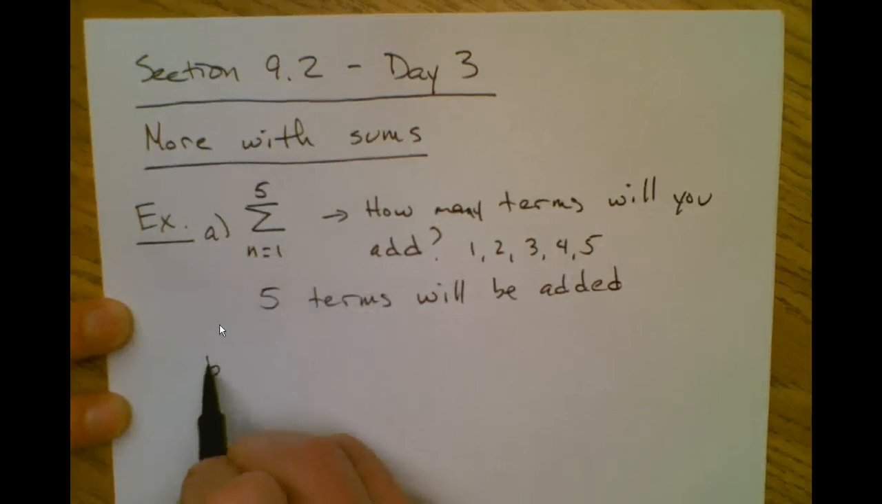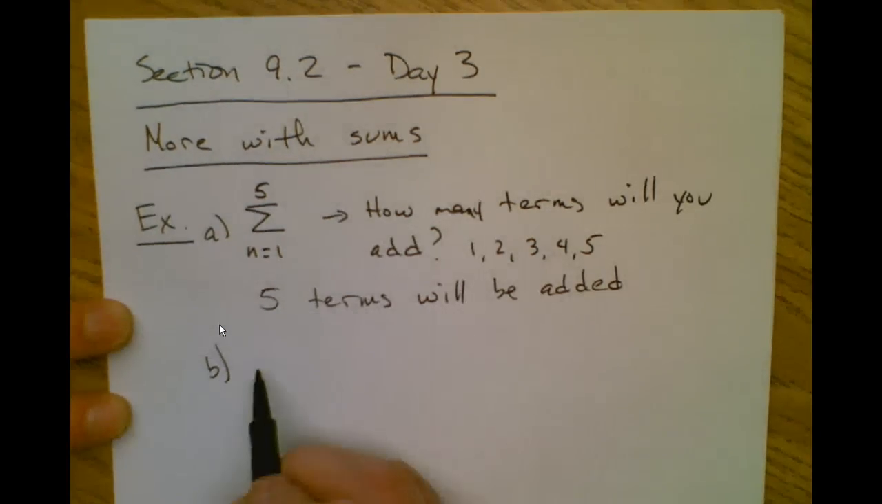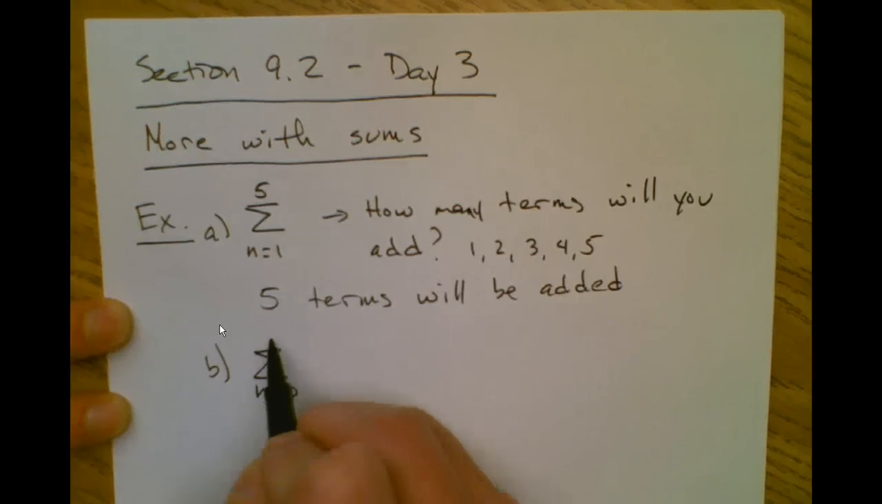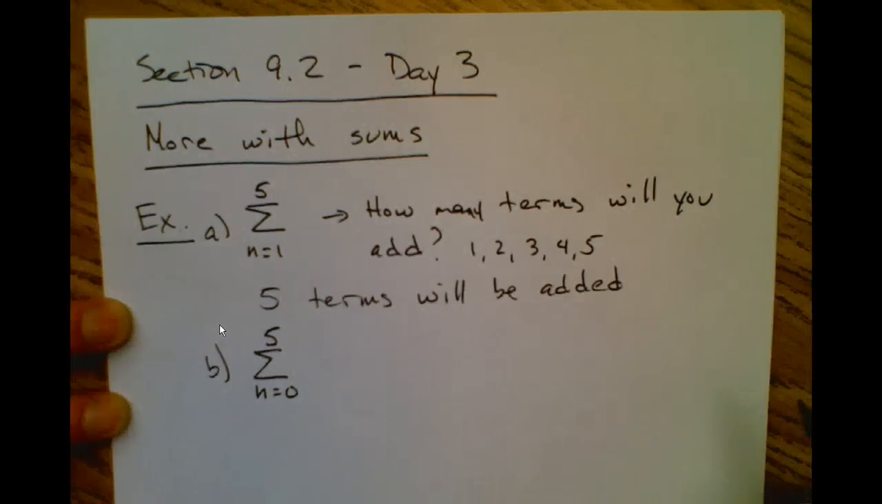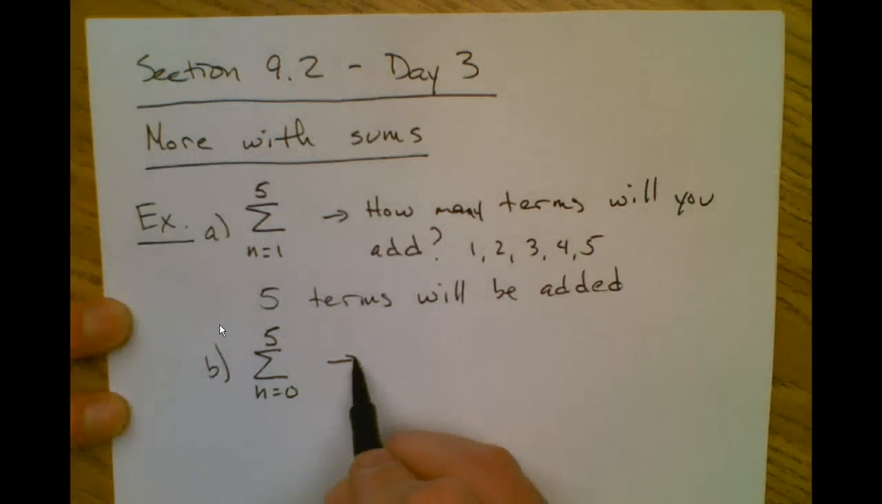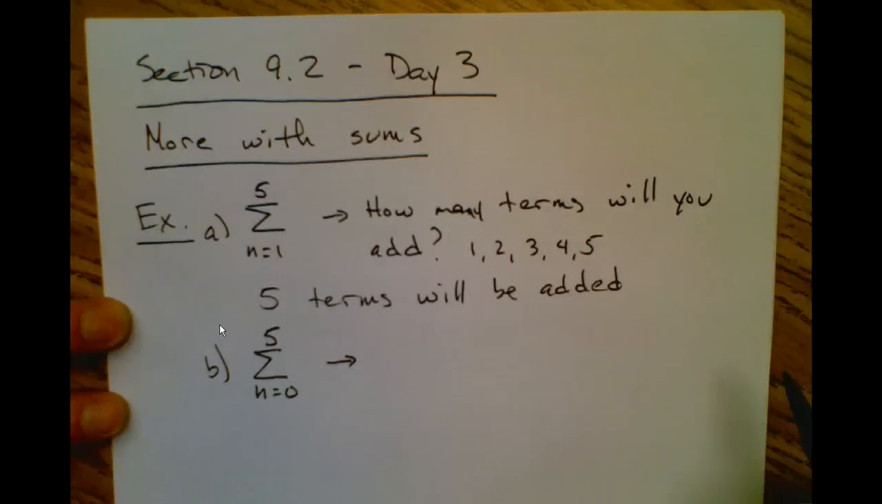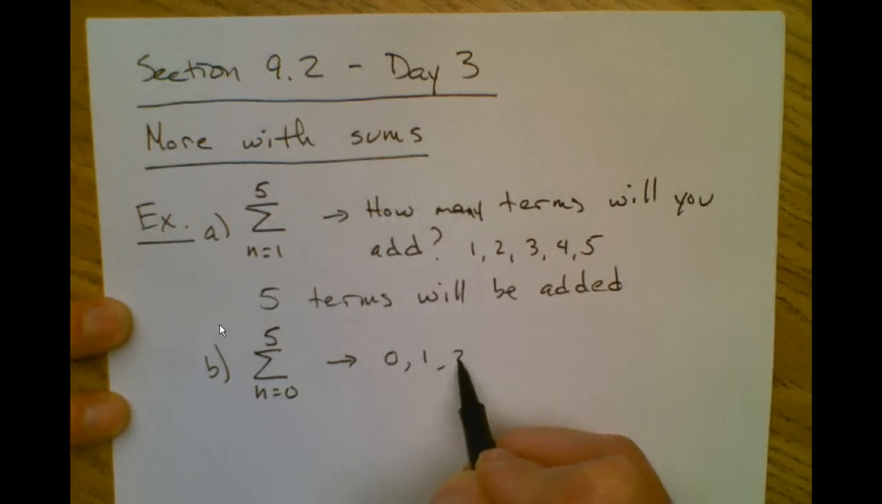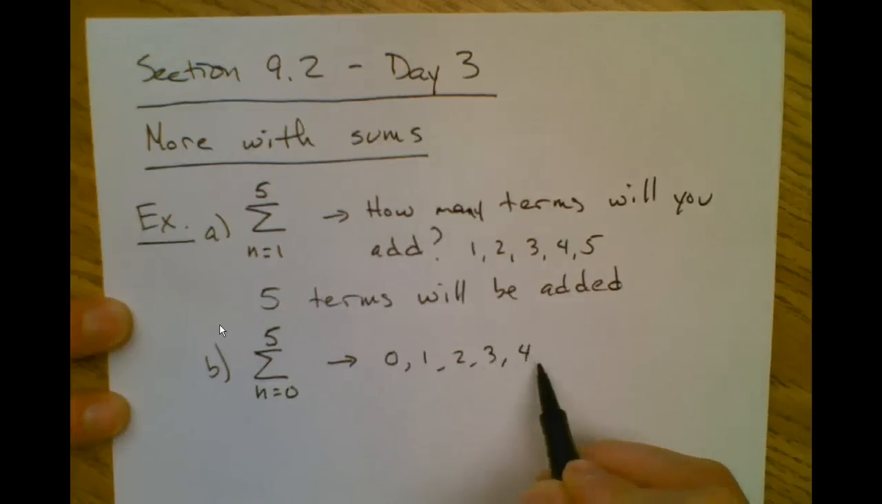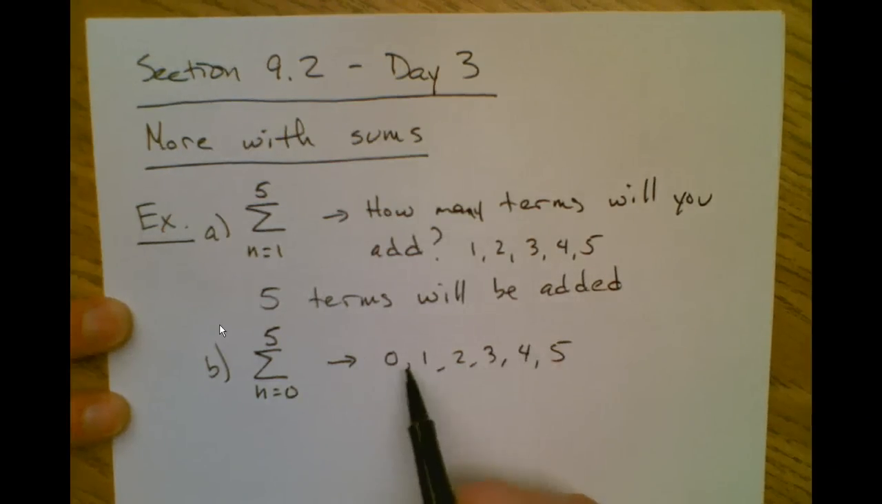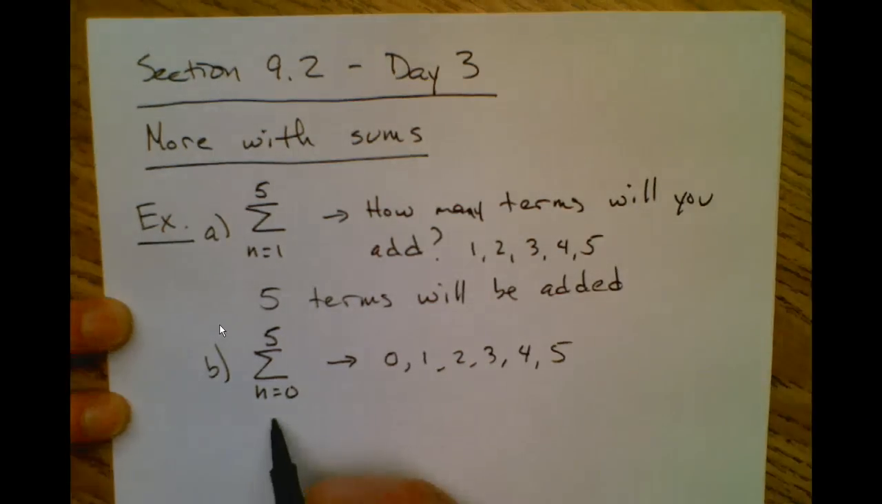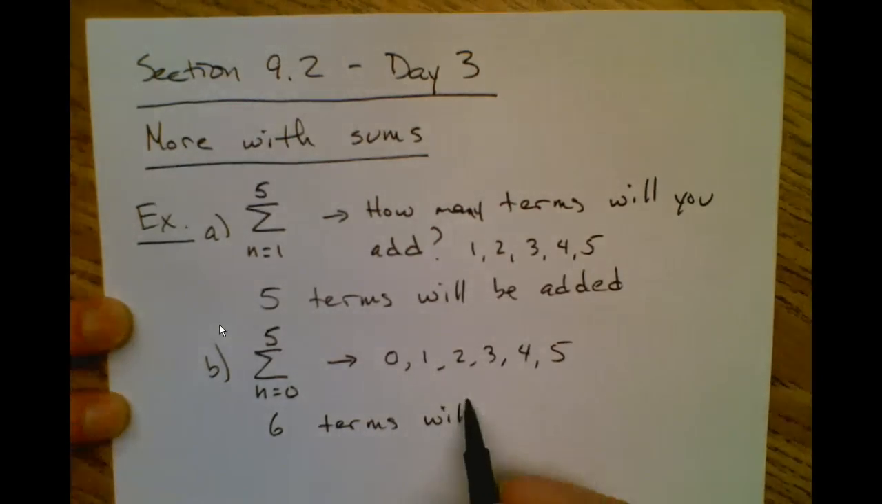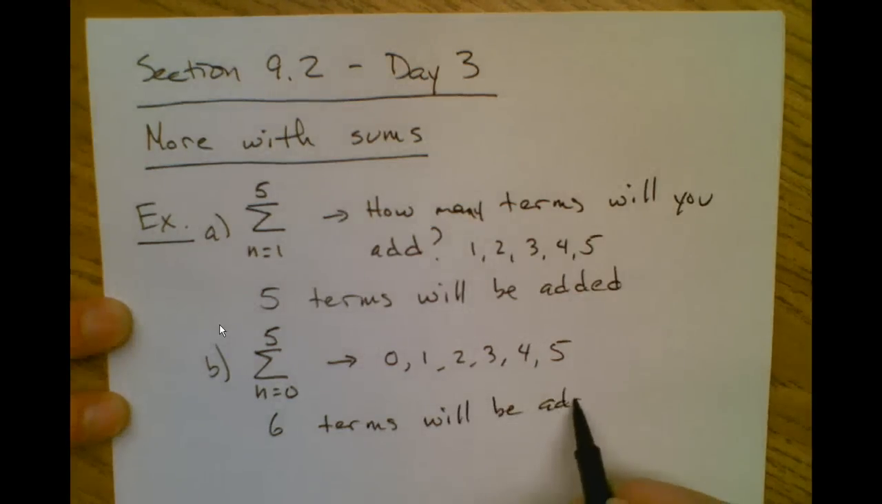For part B, let's change it just a little bit. Let's say I have the sum as n goes from 0 to 5. So how many terms are we going to be adding for this one? Well, we're starting with 0 this time, so we're going to plug in 0, 1, 2, 3, 4, 5. So we're actually 1, 2, 3, 4, 5, 6. We're actually adding 6 terms. 6 terms will be added.